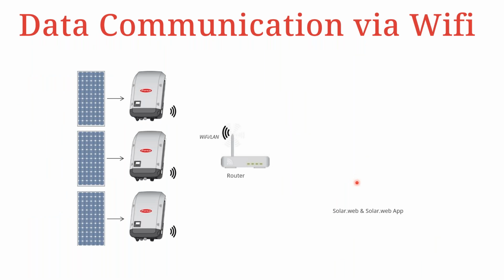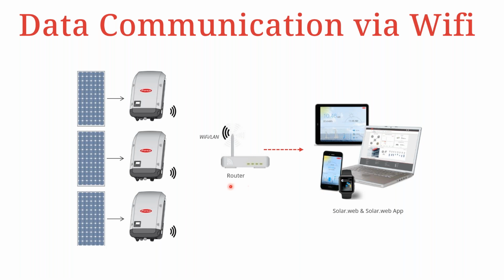Good. So let's look at data communication via Wi-Fi. Via Wi-Fi, it is possible to communicate independently from inverters or group of inverters, because this could actually represent a communication loop or a SolarNet loop. So it is possible to communicate independently with a router, and through this communication, you are able to view the inverter data on your monitoring device. It could be a smartphone, a smartwatch, tablet, or a laptop.